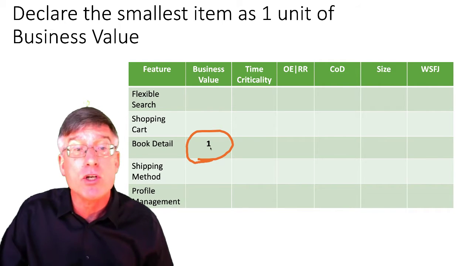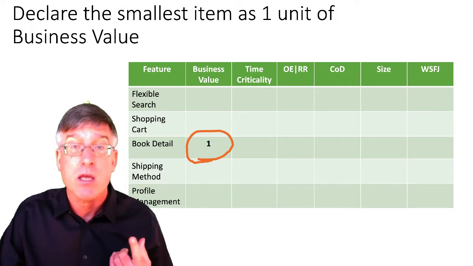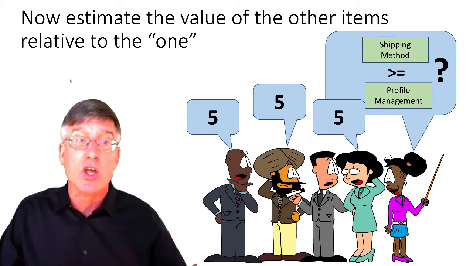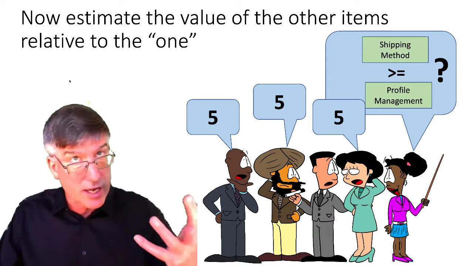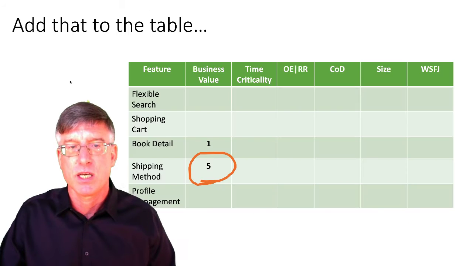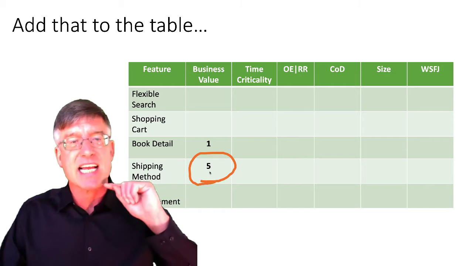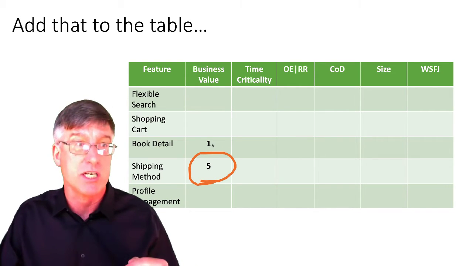And you declare that one your one. So let's say book detail is 1. Moving on. Now we estimate the business value of the other items, the other features, the other capabilities, the other epics relative to that one. And so now we said, hey, shipping method is a 5. That means it has 5 times more business value than book detail.